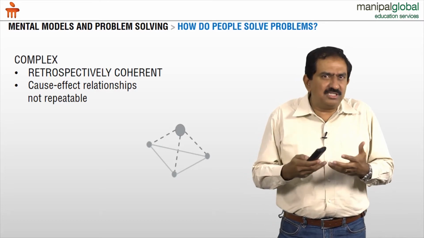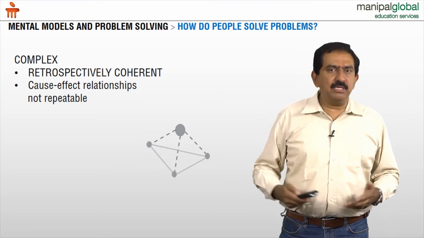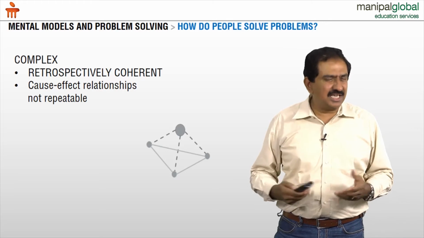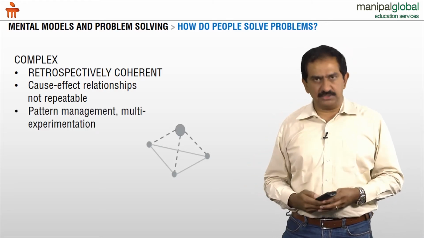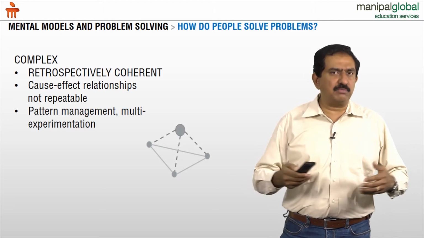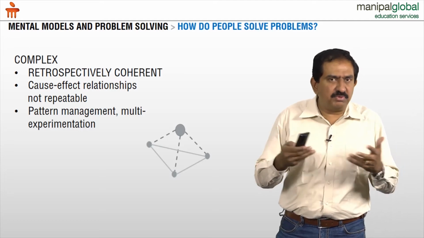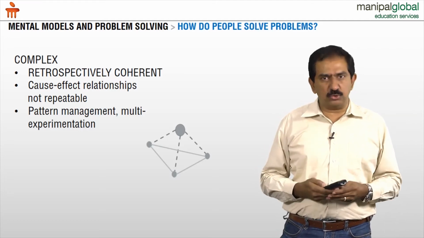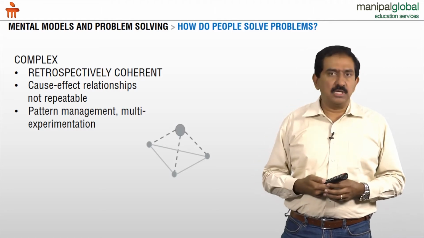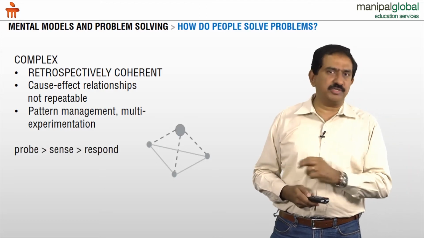So you need to understand that this kind of situation is not amenable to the routine cause-effect kind of solutions. In this case, you try to establish a pattern. When you have a random set of defects occurring, you try to establish a pattern. And this is really pattern management becomes the source of the solution. You do a lot of experiments to establish that pattern. So in this case, you probe, you sense, and then you respond.